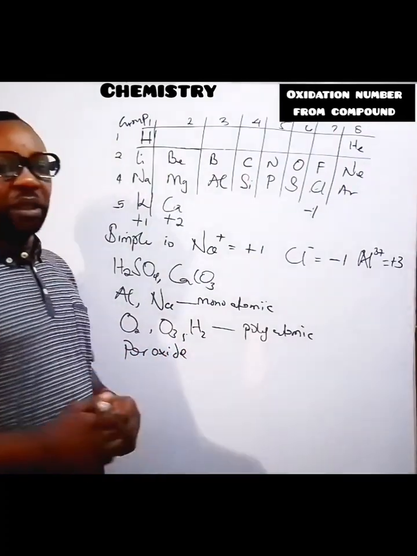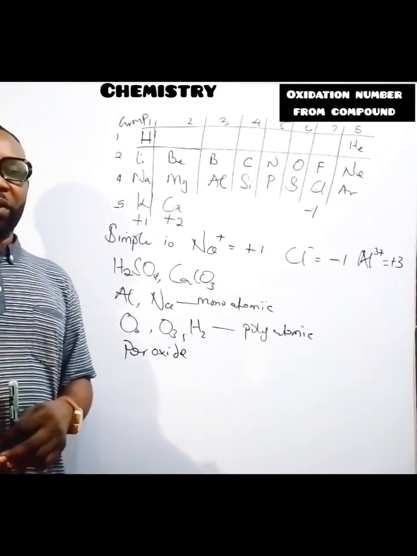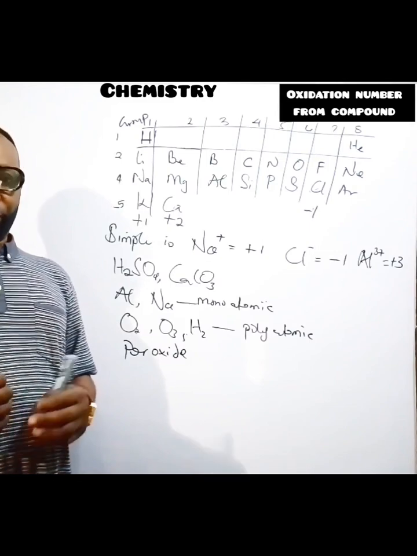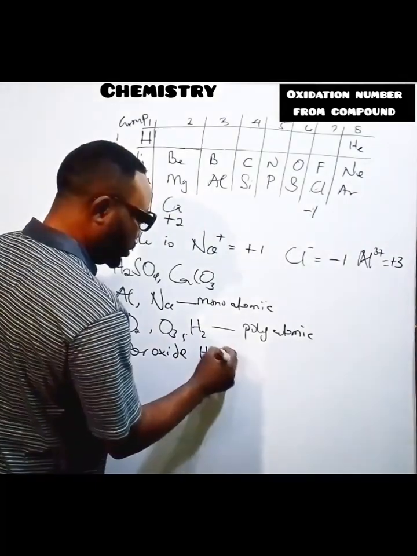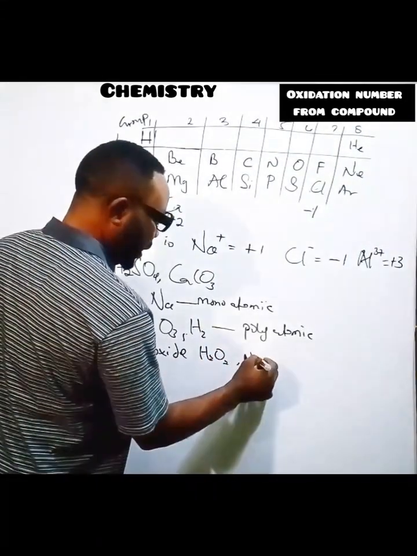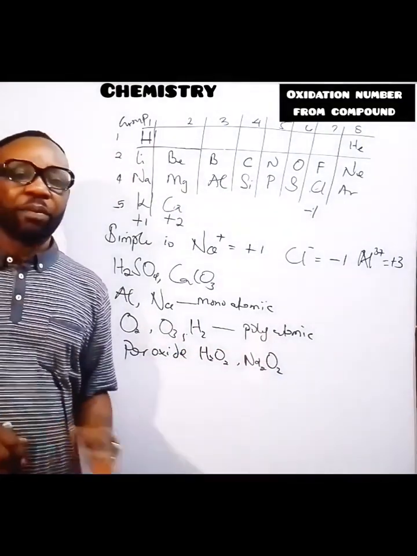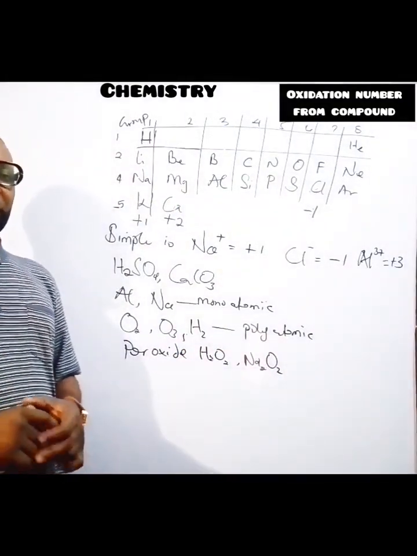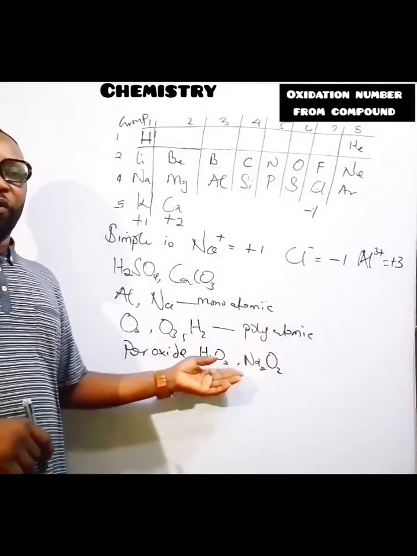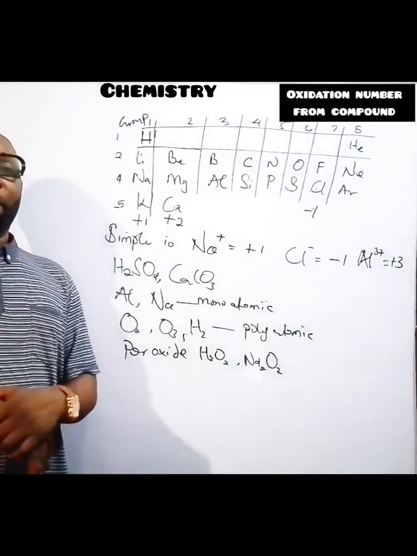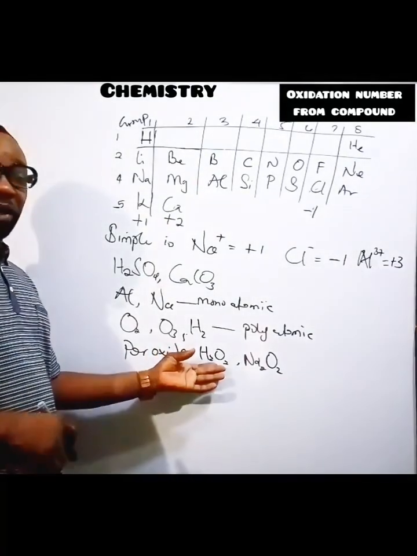When I say peroxide, I mean the same number of atoms of oxygen combined with atoms of another element. For instance, H2O2 and Na2O2 are good examples of peroxide. In a peroxide of this nature, the oxidation number of oxygen will be equal to -1. Let me do the calculation to check whether it is equal to -1 or not.